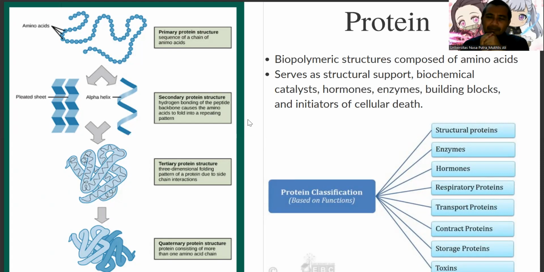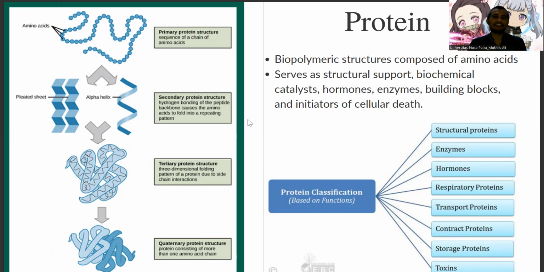And if we talk about protein structure, we have four protein structures: primary protein structure, secondary protein structure, tertiary protein structure, and quaternary protein structure. Primary protein structure is like a simple chain, the sequence chain of amino acids that make a form of simple chains.